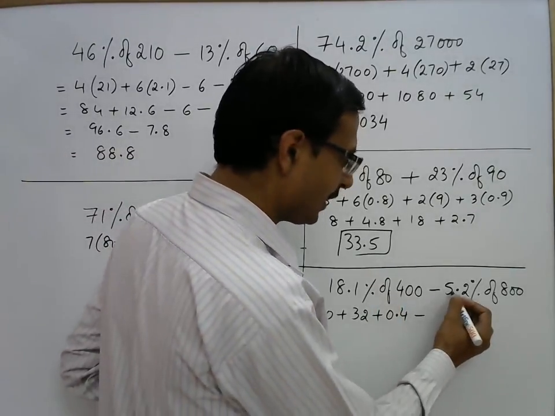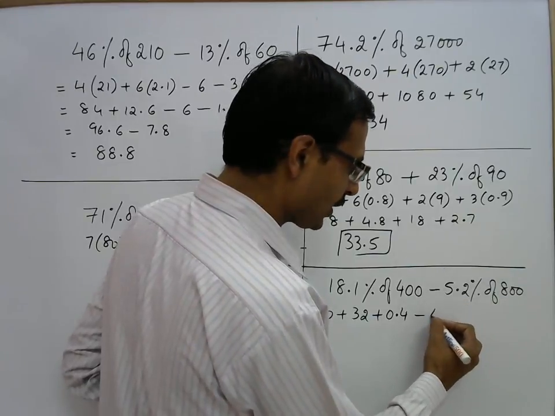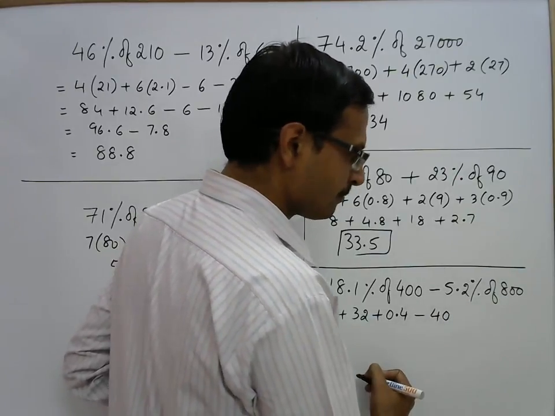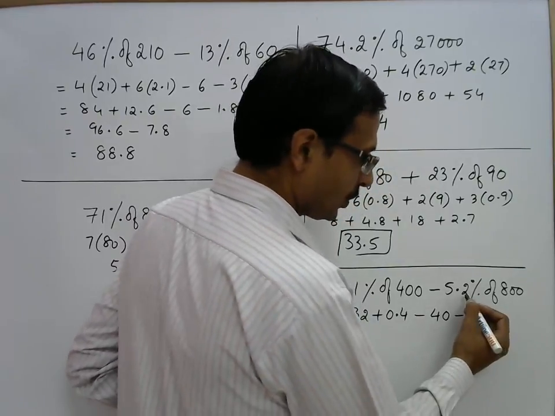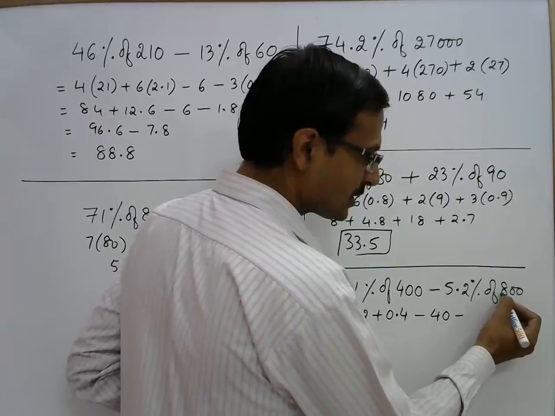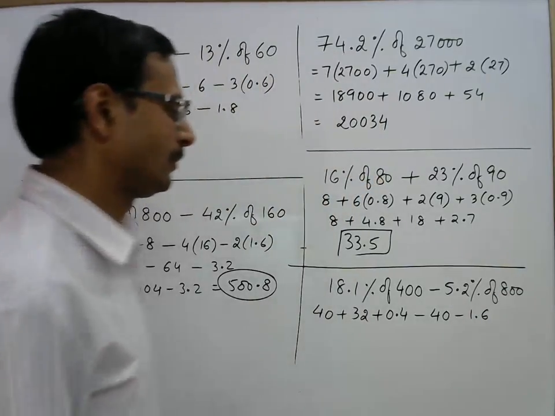Followed by minus 5%. So 10% is 80. So 5% is 40. So what about 2%? Minus 2 into 0.1? This is 0.8. So 2 into 0.8 is 1.6.